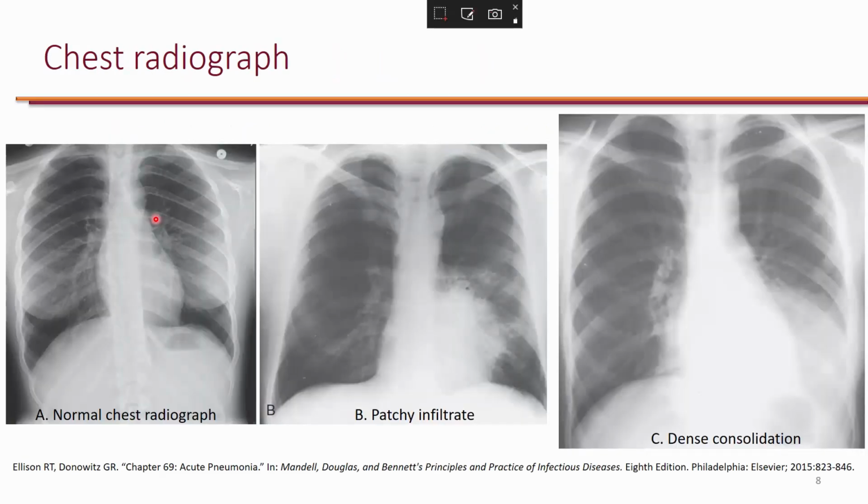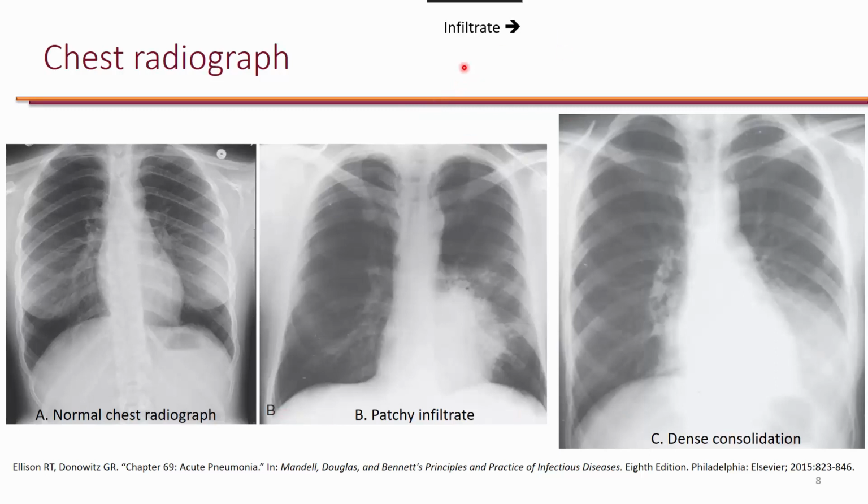Now, let's take a look at chest radiograph, also known as chest X-ray. When we look at the film in a normal chest radiograph, it's supposed to be clear. So generally speaking, the lungs are clear. You can see the heart, and you can see the diaphragm. Now, when there are things in the lung, what we see on the film is increased opacity, which we call infiltrate.